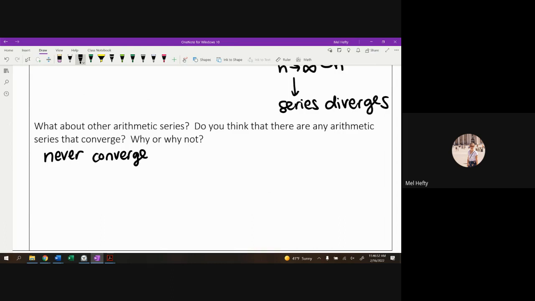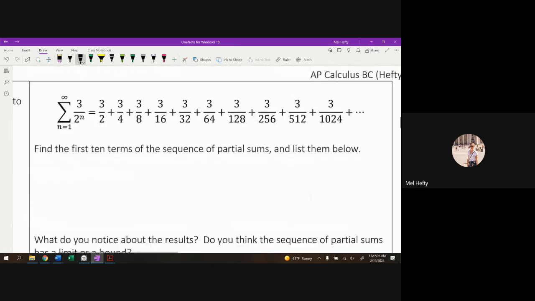So what we're going to talk about for the rest of today are geometric series. These are much more interesting because there are very specific ways that we can tell if they're going to converge or diverge. All right. Can anyone figure out, here is a geometric series. What does it look like is happening between each of the terms?